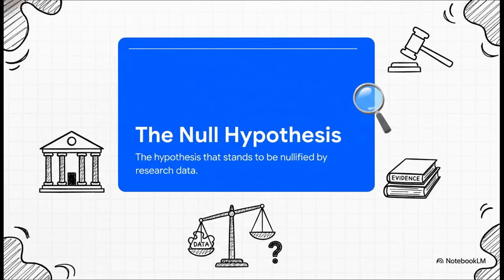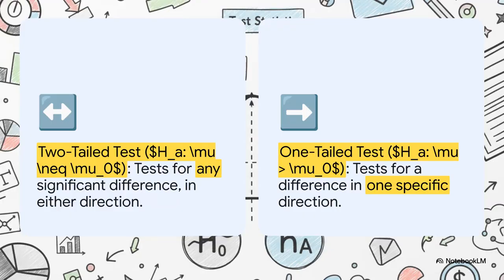Now, the logic here is super important, so stick with me. We don't actually try to prove our new idea is true. Instead, what we do is we try to prove that the null hypothesis is false. The best analogy is a courtroom. The null hypothesis is innocent until proven guilty. We're the prosecution, and our data is the evidence we're presenting to the jury to try and overturn that innocent verdict.